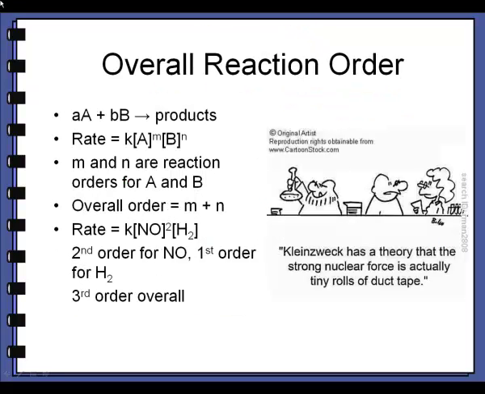Overall order: normally you don't have just one reactant, you have several. So let's say we have a theoretical reaction with reactants A and B, where the little a and little b represent the coefficients.